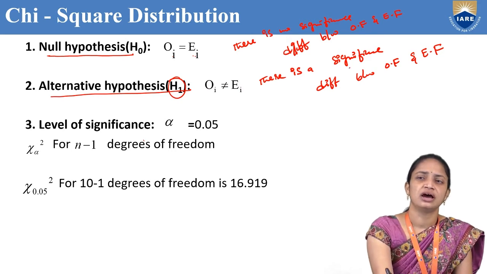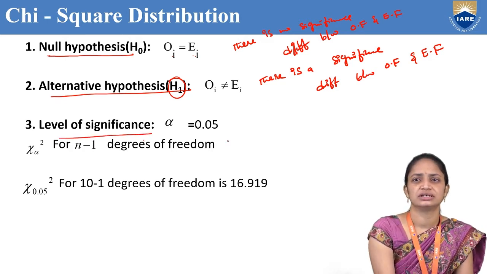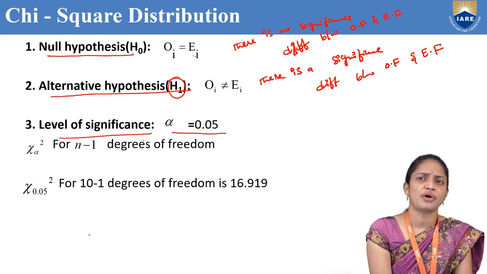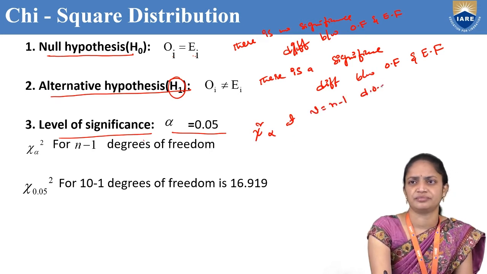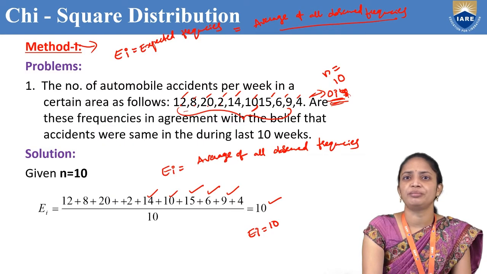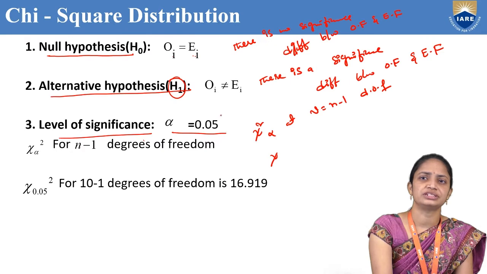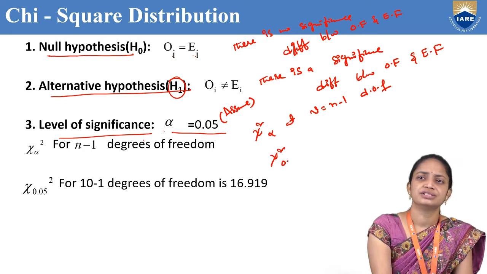That means there is a difference between observed frequencies and expected frequencies. Next, coming to the third step, level of significance. So that is alpha equal to 0.05. Here we need to calculate chi-square alpha at nu equal to n-1 degrees of freedom. So what is the alpha value here? They have not mentioned the alpha value, so that's why I am assuming alpha equal to 0.05. So chi-square 0.05 at nu equal to n-1.